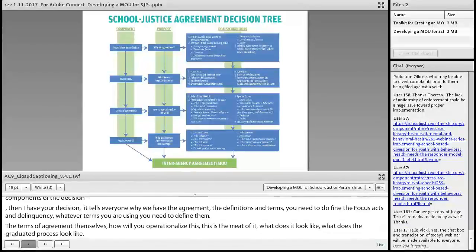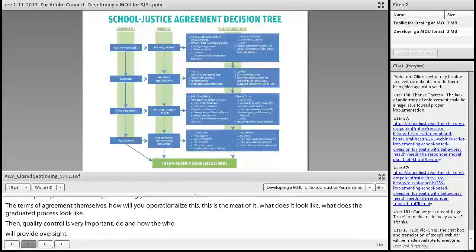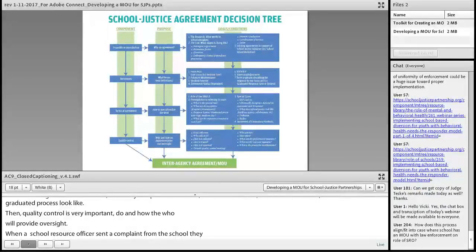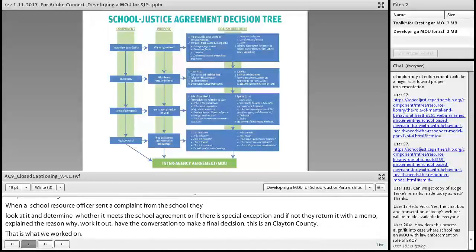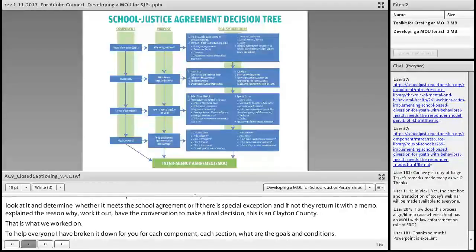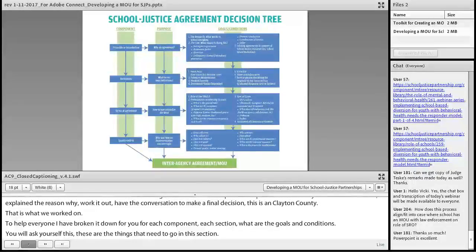For example, here in Clayton County, really quick, the agreement is that when a school resource officer sends a complaint from the school, my intake will look at it and determine whether or not it meets the school agreement or if there's any special exception. If not, they will return it with a memo explaining the reason why, work it out, have that conversation and make a final decision. So that's what we worked on. And then to help everyone, I've broken it down for each section: what are the goals and conditions, you will ask yourself this, these are the things that need to go in that section. And by the way, we do have many sample agreements that have been signed across the country that I can get to you.